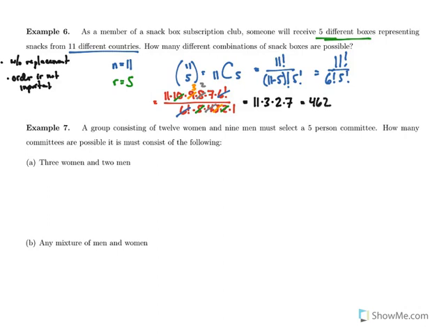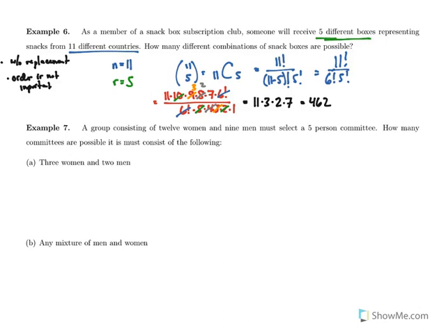So note that we have calculators. We're able to use calculators to do this, but this is how maybe you could do the calculation without a calculator. All right. If order were important there, if it mattered which box you got first and which one was second, then there would be 11 factorial over 6 factorial total.